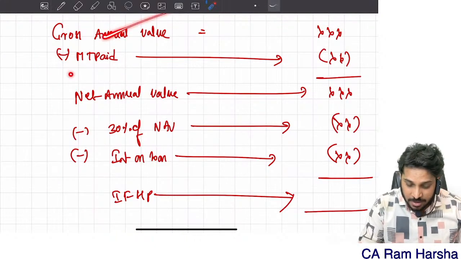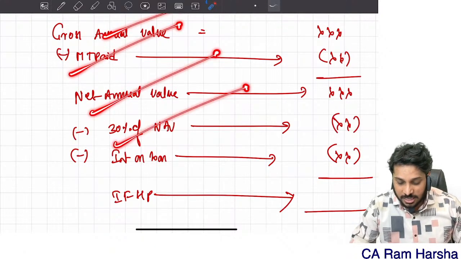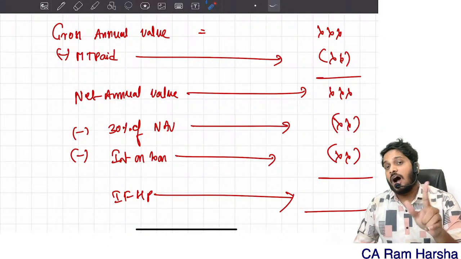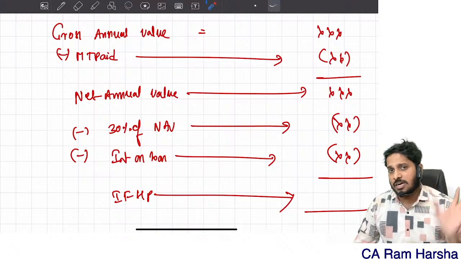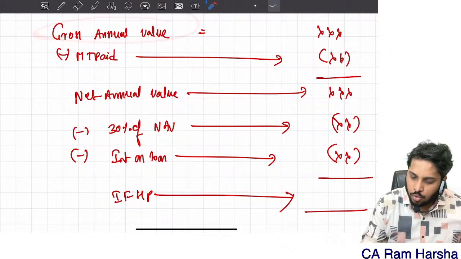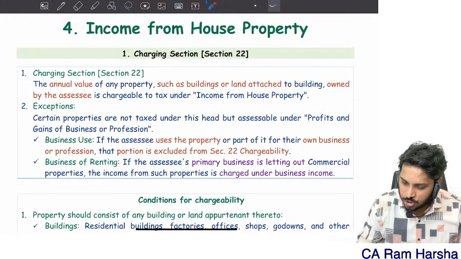First, what is GAV? What is municipal taxes? What is NAV? What is 30%? What is interest on loan? How to calculate income? Under the optional tax regime and under the default tax regime, both we will cover. Now, gross annual value, how to calculate? I will directly show you the book.